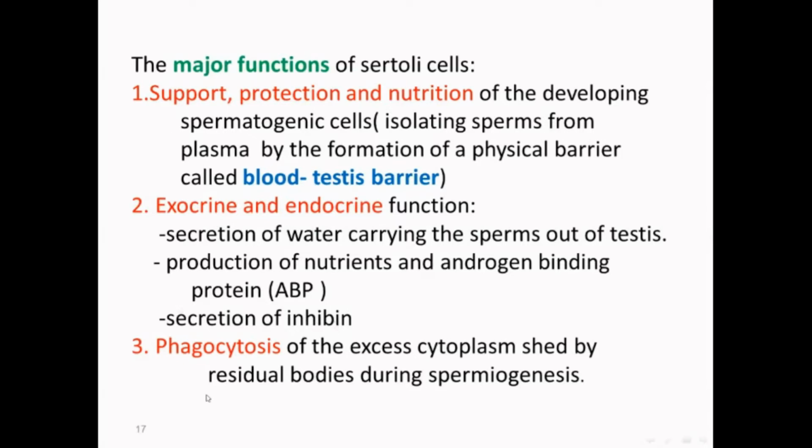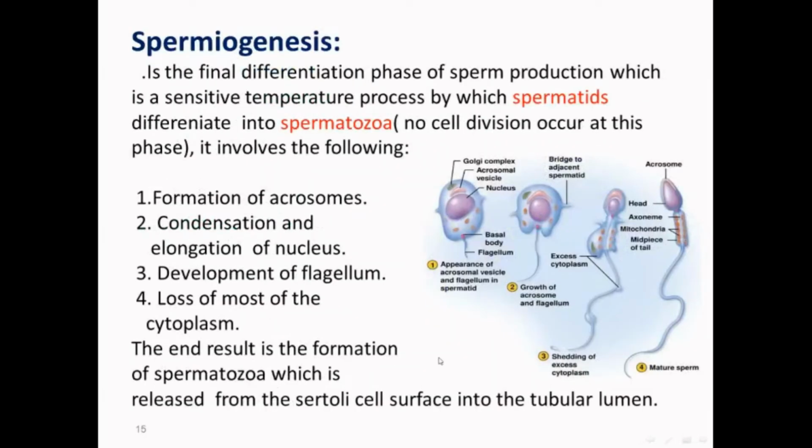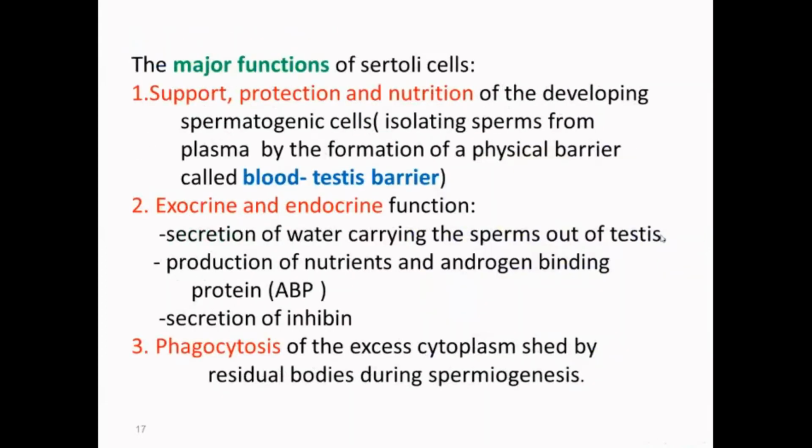The final function is the phagocytosis of the excess cytoplasm. This is one of the major changes in spermiogenesis, where the developing sperms shed most of their cytoplasm. This cytoplasm that is shed during this process will be phagocytosed by the Sertoli cells.